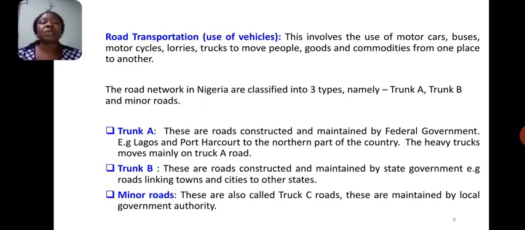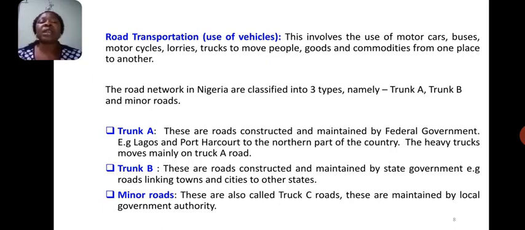Road transport. Road transportation involves the use of motor cars, buses, motorcycles, lorries, trucks to move people, goods, and commodities from one place to another.